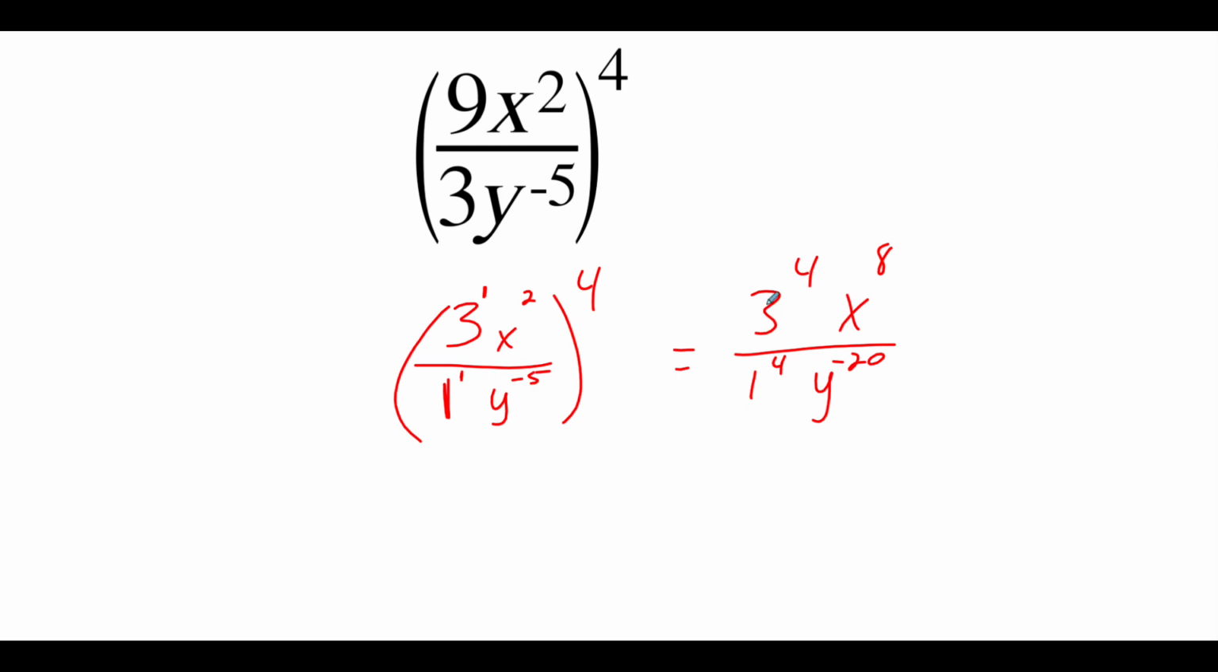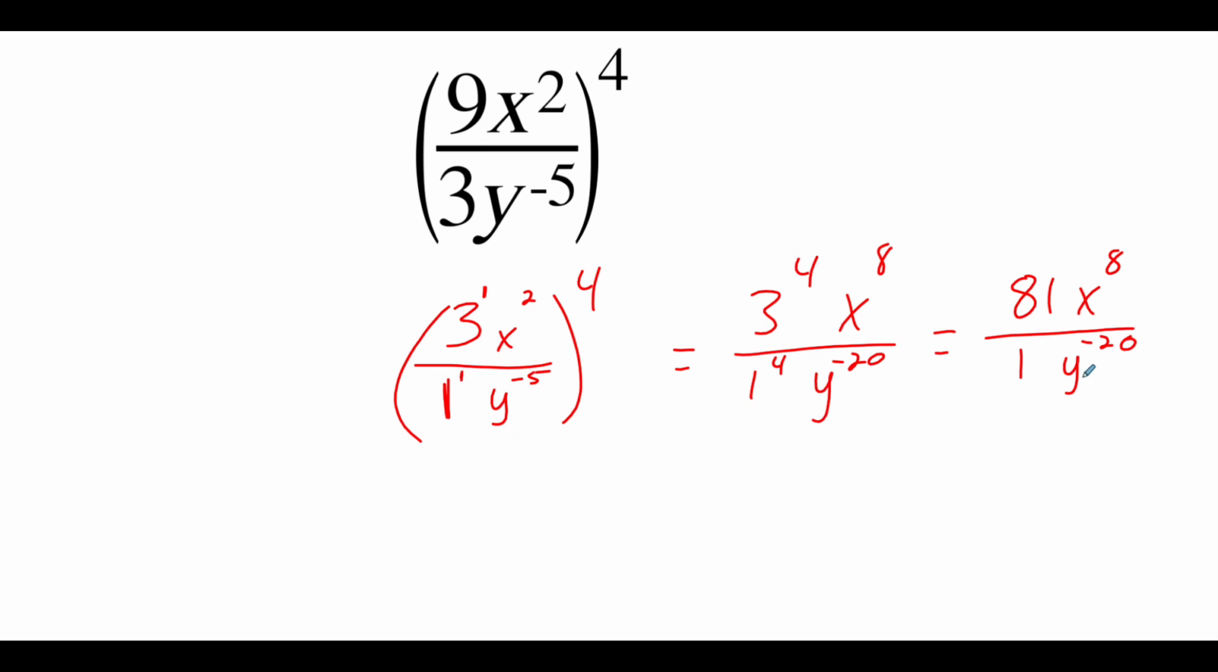Now if we look at that 3 to the 4th power, 3 to the 4th power is 81. We have x to the 8th. On bottom, 1 to the 4th power is just 1, and then we have this y to the negative 20. Now what I notice in here is that we have this negative 20 power on that y. And we had a rule that said that we don't like to deal with negative exponents if we can get rid of them. And up to this point, we've always taken that negative exponent and we've dropped it down to the bottom of the fraction.